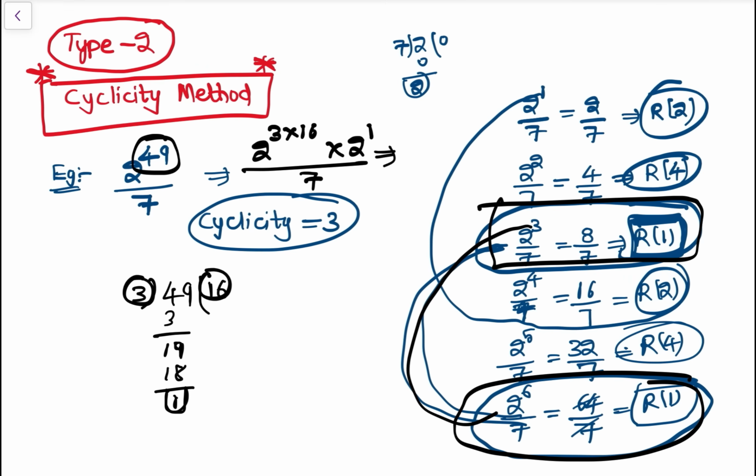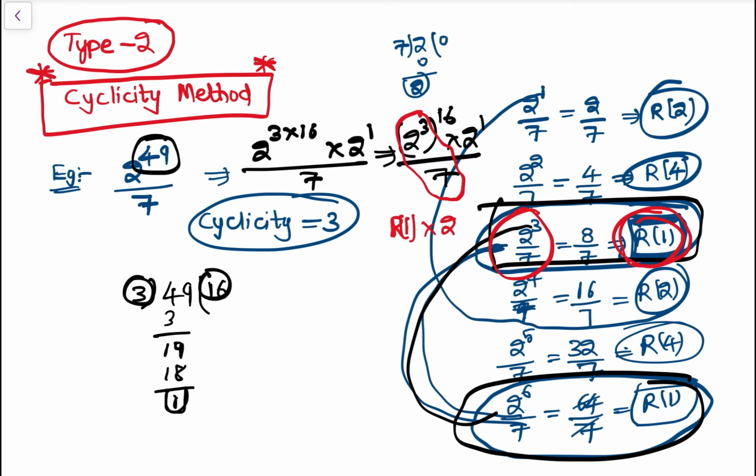अब इसको यही है. 2 to the power 3 to the power 16 into 2 to the power 1 upon 7. अब देखो इसका पूरा एक्सप्रेशन, 2 to the power 3 upon 7, remainder 1. So इसको we can say remainder 1 into 2 to the power 1 upon 7. ये बचेगा. So now 2 to the power 1 upon 7 is what?